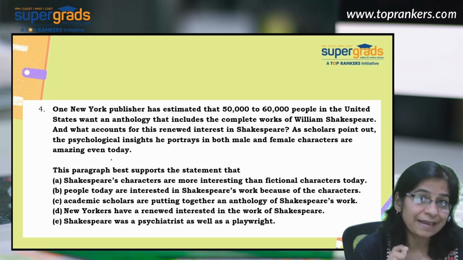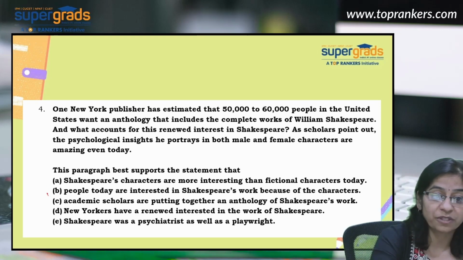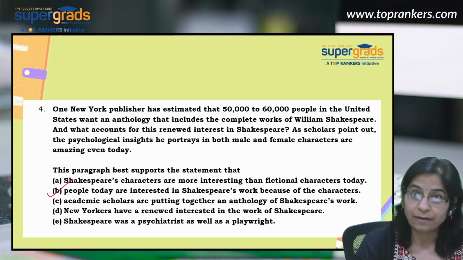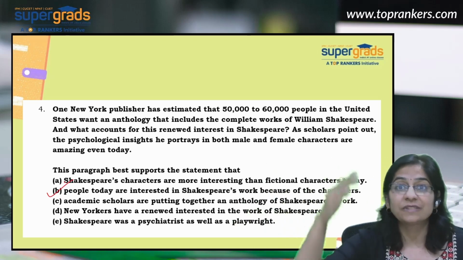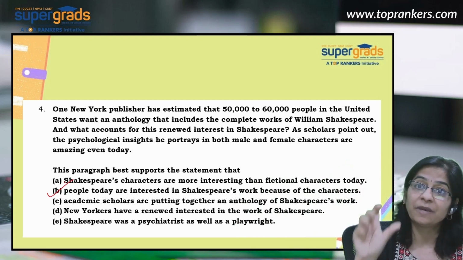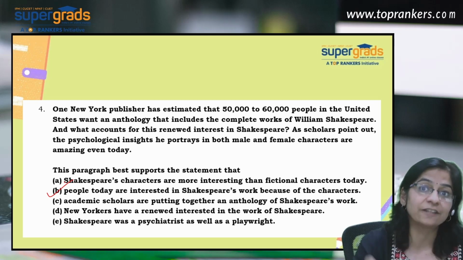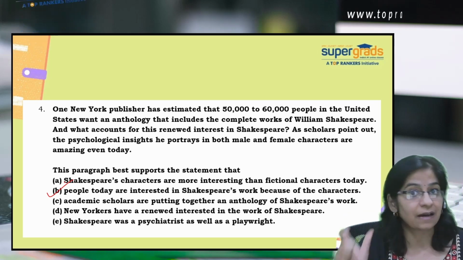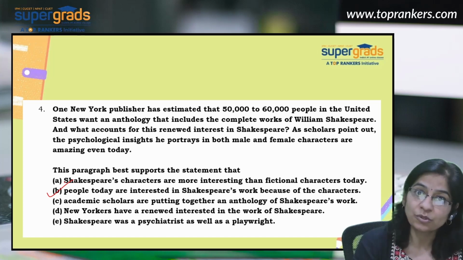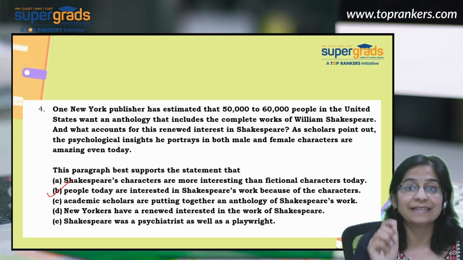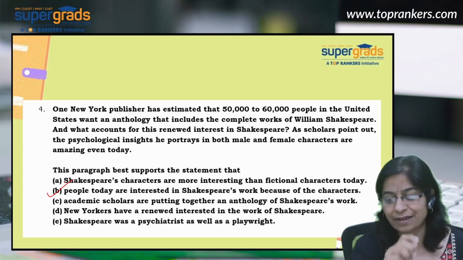So the only answer choice that we were not able to eliminate was option B. People today are interested in his work because of the characters. So see, the answer may not be the exact thing that's there, but you will definitely find the closest correct answer out of the given choices. So use your logic, use your searching ability, and the answers are right there, right in front of you. You just have to identify them.